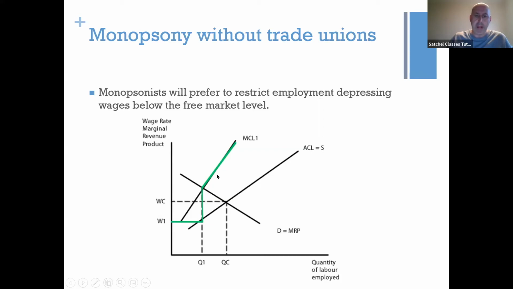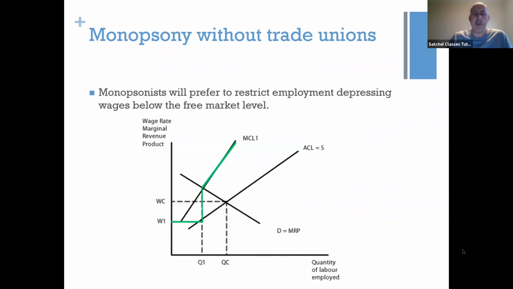So they won't pay up here where the marginal cost for labour crosses the line. They will pay further down where the average cost for labour is hit as they come down from where the marginal cost for labour crosses the demand curve, or the marginal revenue product curve. So monopsonists will prefer to restrict employment, depressing wages below the free market value.